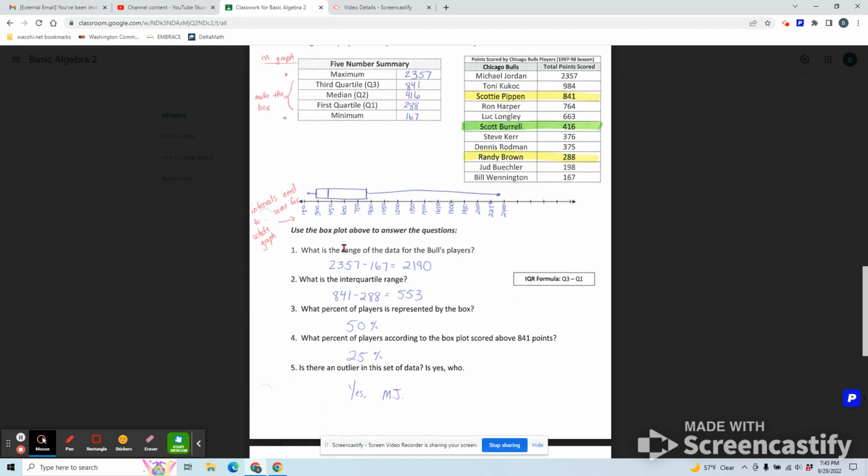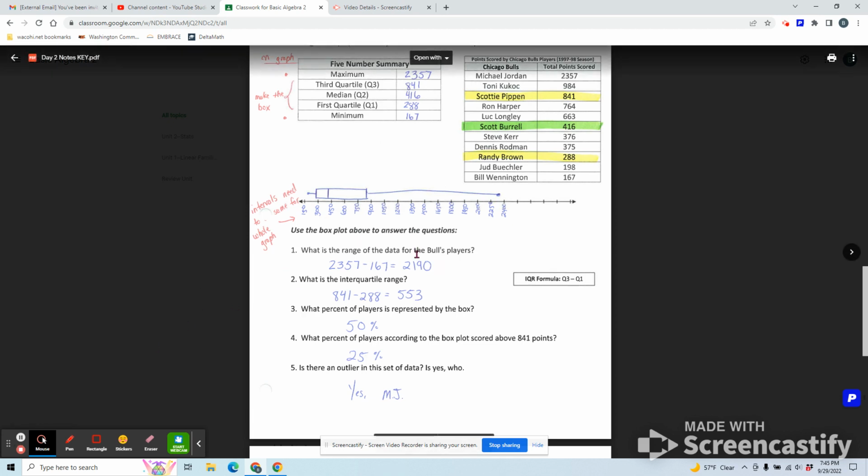So now it's asking, what is the range for the data for the Bulls players? Largest minus smallest. So the range of points that were scored in that season was 2,190. That's a pretty big range.